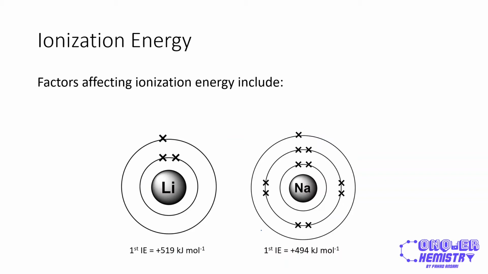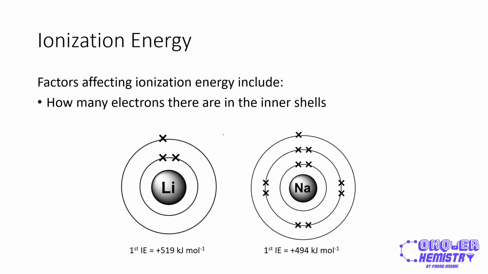Then the next factor is how many electrons there are in the inner shells. Now, in the lithium atom, you only have these 2 electrons that are coming in between this electron that needs to be removed and the nucleus over here. So when these electrons come in the way, they basically divert the attention of the positive nucleus away from this electron that needs to be removed.